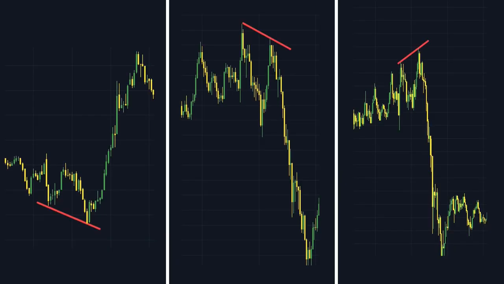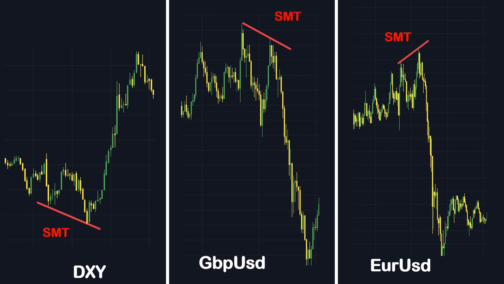Okay, let's check examples on the chart. We know that the dollar index is inversely correlated with the euro and pound pairs. If the dollar index is making lower lows and taking out the sell-side liquidity, we would expect euro and pound to make higher highs and take out the buy-side liquidity. However, if the pound fails to make a higher high, or take out the buy-side liquidity, while the euro does, then we have a crack in the correlation between the dollar index and the pound.